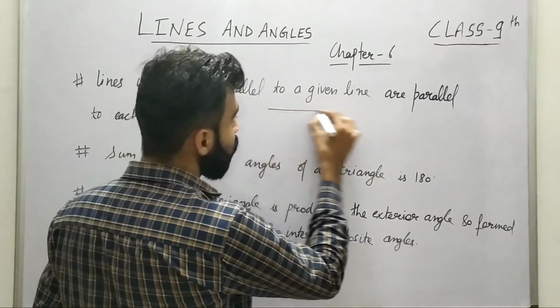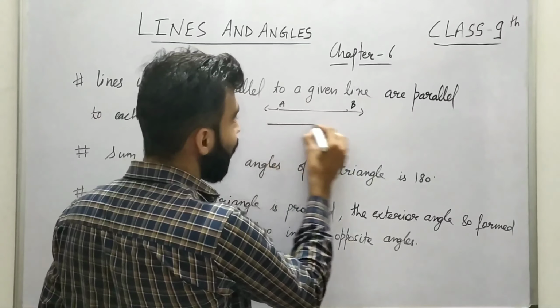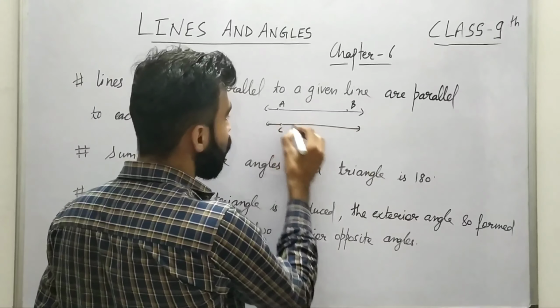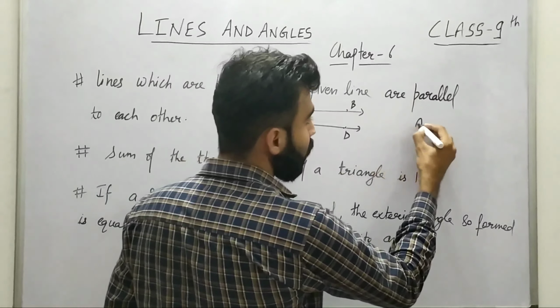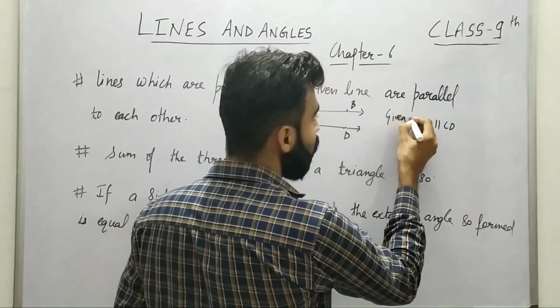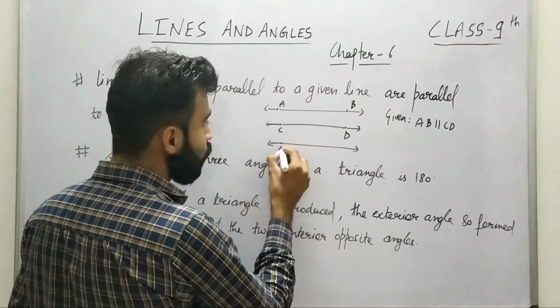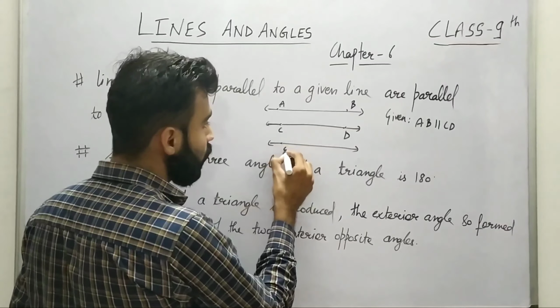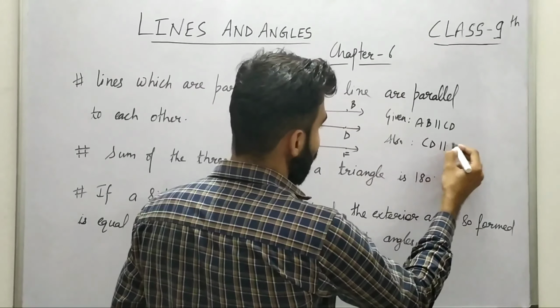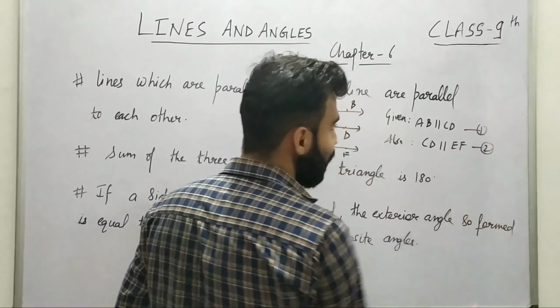So it is given to us in the question that AB is parallel to CD. Let me just write "given" here. Also it is given that CD is parallel to EF. So let me label this the first condition and this the second.